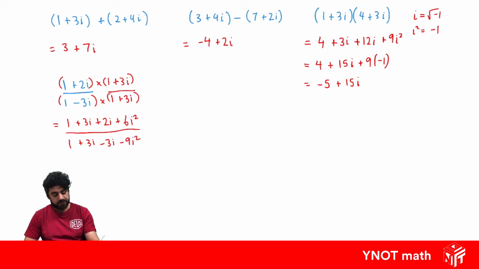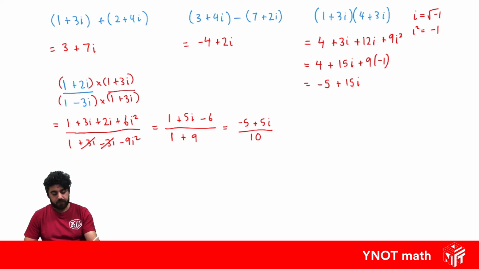We can tidy this up. So we're going to get 1 plus 3i plus 2i is 5i. Then we sub in minus 1 for i squared. So we're going to get minus 6 over the 3i and the minus 3i will cancel over 1. And we again sub in minus 1 for i squared. So we're actually going to get plus 9 here. Let's tidy this up again. So we get 1 minus 6, which is minus 5, plus 5i over 1 plus 9, which is 10.